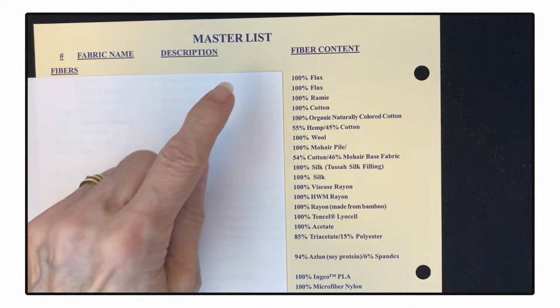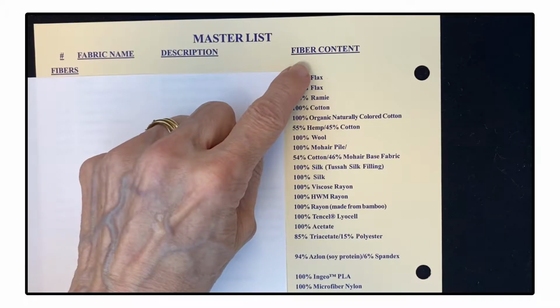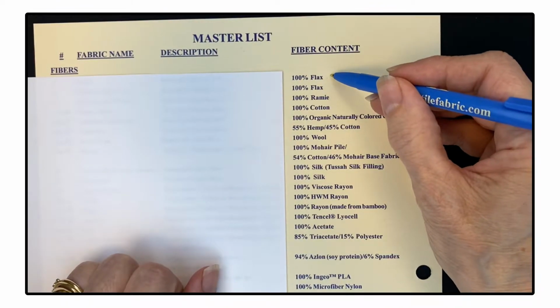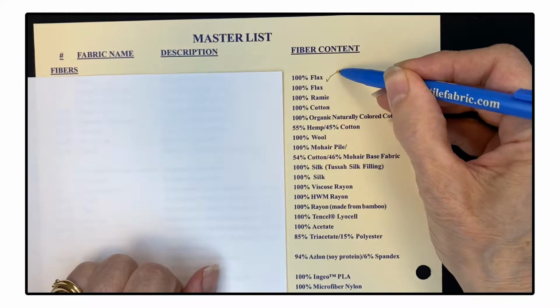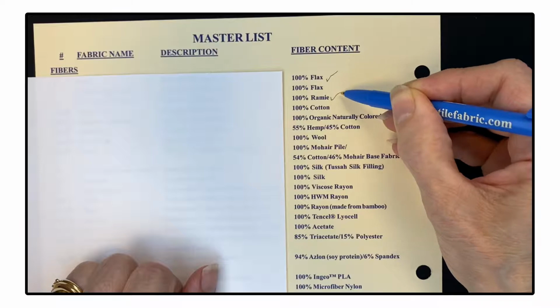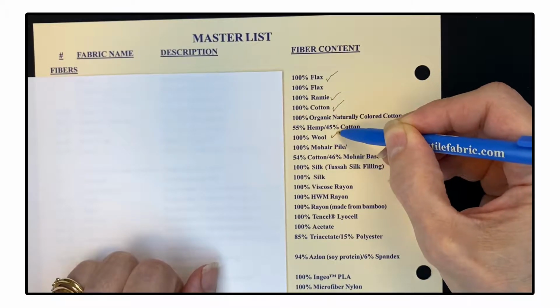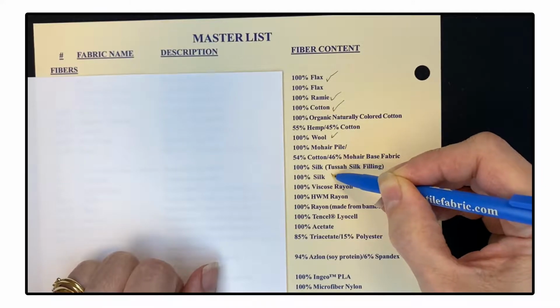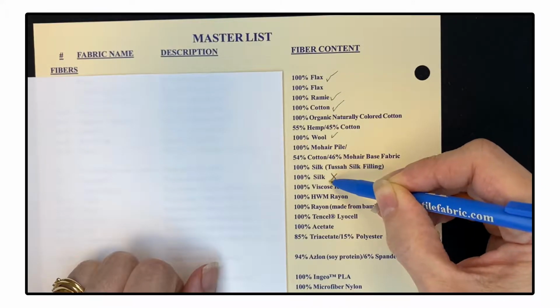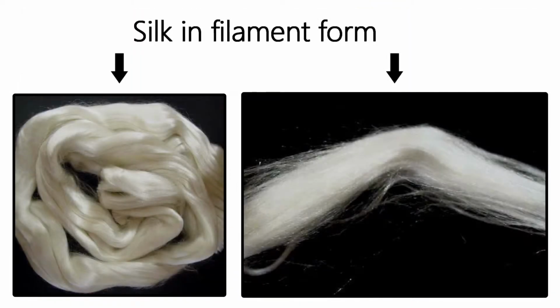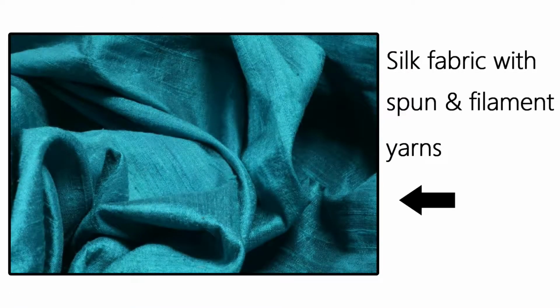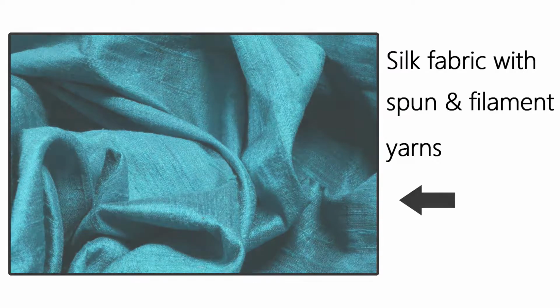You can find a swatch's fiber content in the far right column of your master list pages. All 100% natural fibers, except for silk, will always be comprised of spun yarns. This includes fabrics that are 100% wool, 100% cotton, 100% flax, etc. Silk is the only natural fiber that can be made of either spun or filament yarns. So seeing that a fabric is 100% silk does not tell you anything of its yarn type.